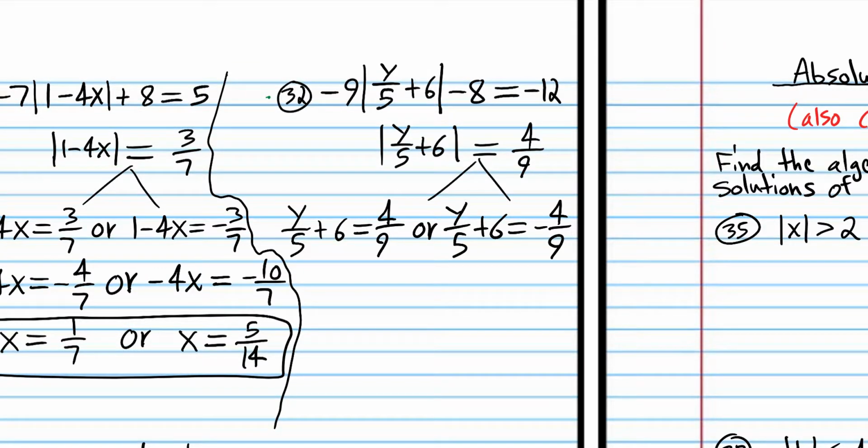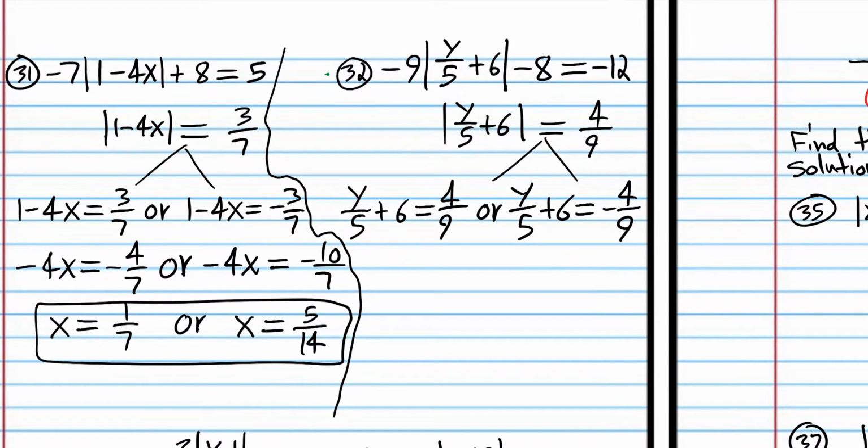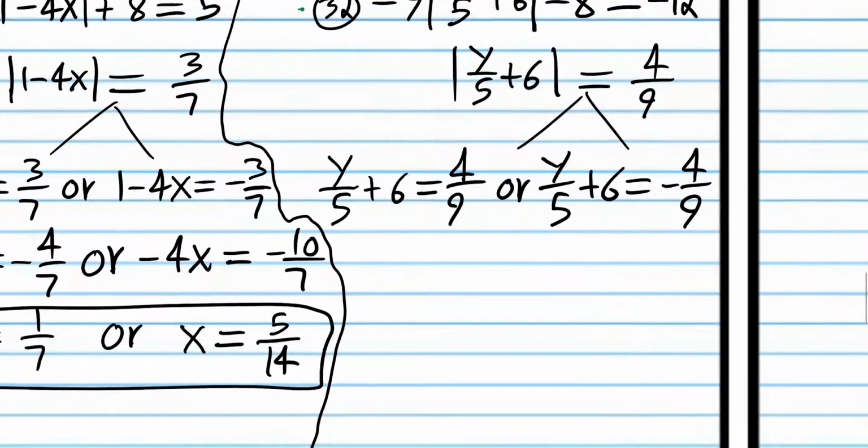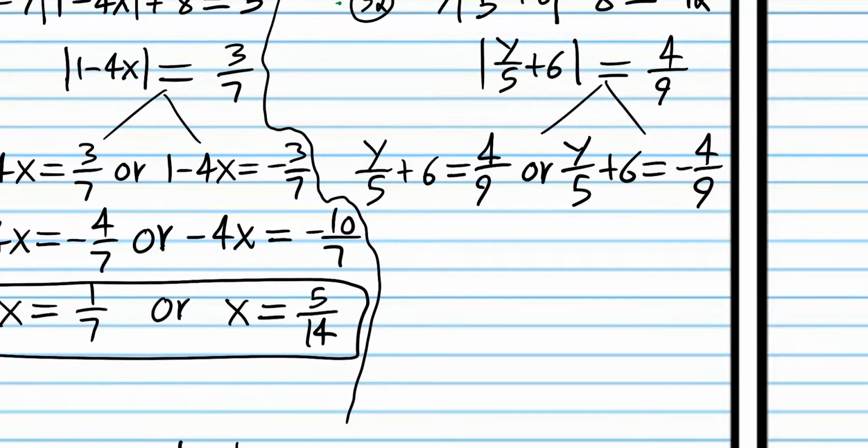All right, so at this point, again, it's just basic math. I'm not going to explain the math again. It's just basic arithmetic, and we don't have enough room anyway. So I'm going to subtract 6 from both sides, and we end up with negative 50 over 9. So y over 5 is equal to negative 50 over 9.